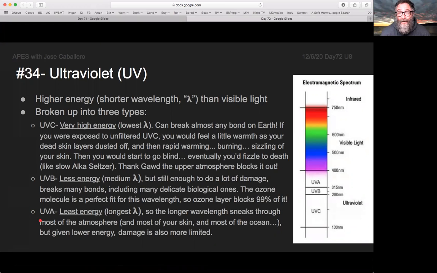We say that it's higher energy than visible light. That's why it's ultra. It's like after visible light. That's why it's after purple. It's like very purple, ultraviolet. So you've got the ROY G. BIV, and then if it has more energy, then it becomes ultraviolet.